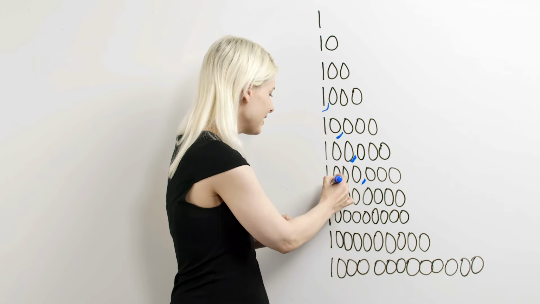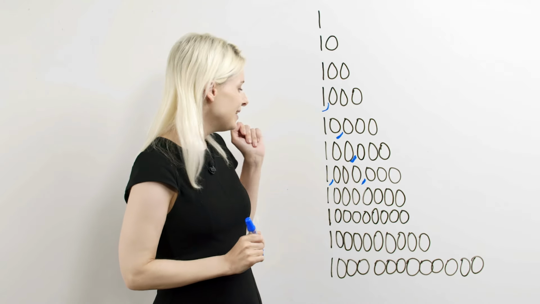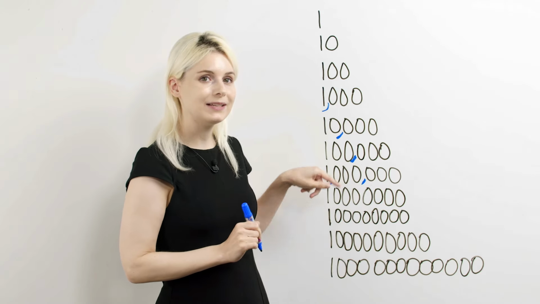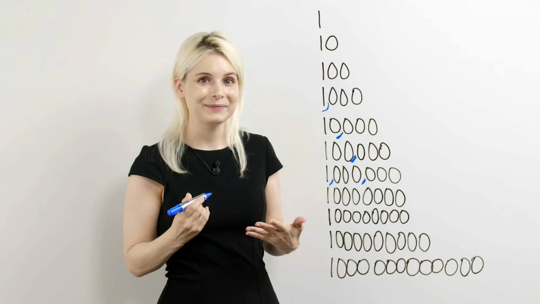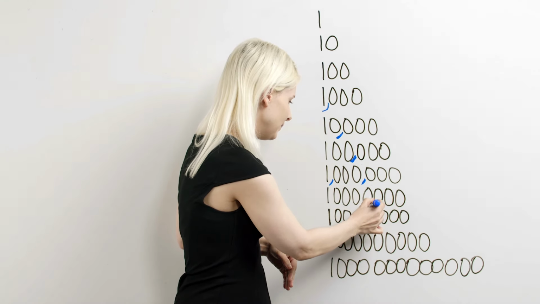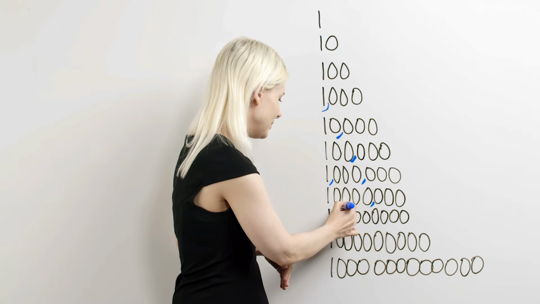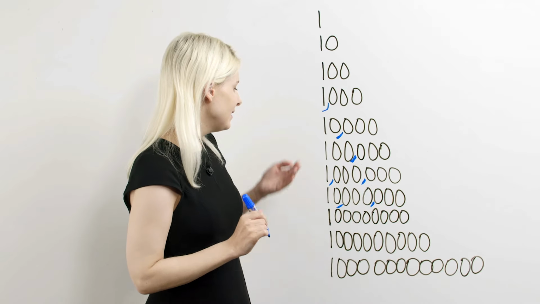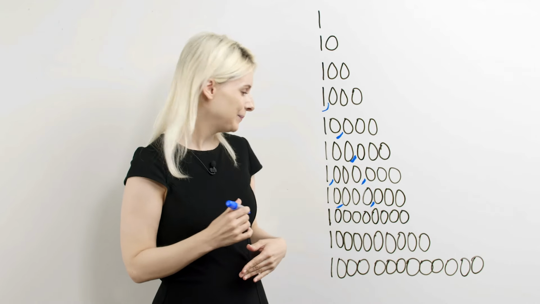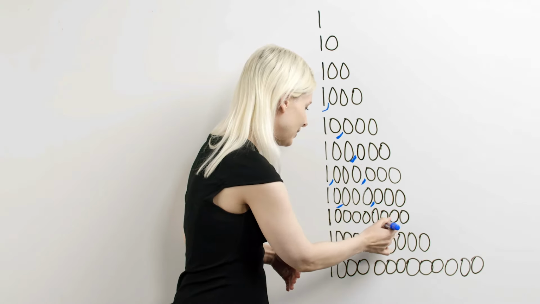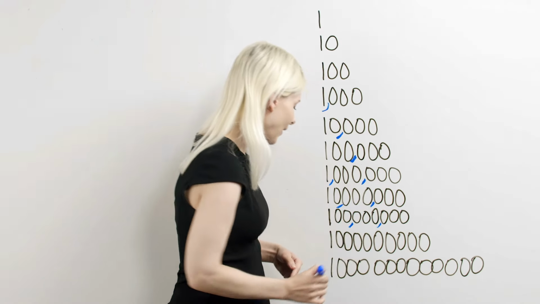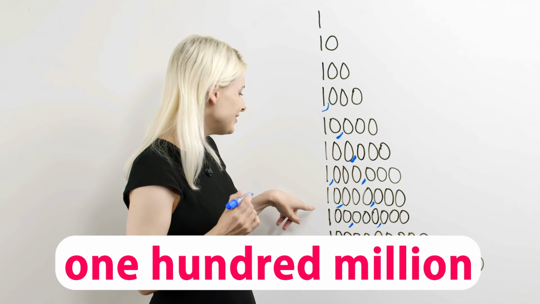Next one. 1, 2, 3, comma. 1, 2, 3, comma. This number is 1 million. And I know that because when I see 2 commas, I know it means million. Let's try again. So this is 10 million because we know that 2 commas means million. Oh, so this is 100 million.